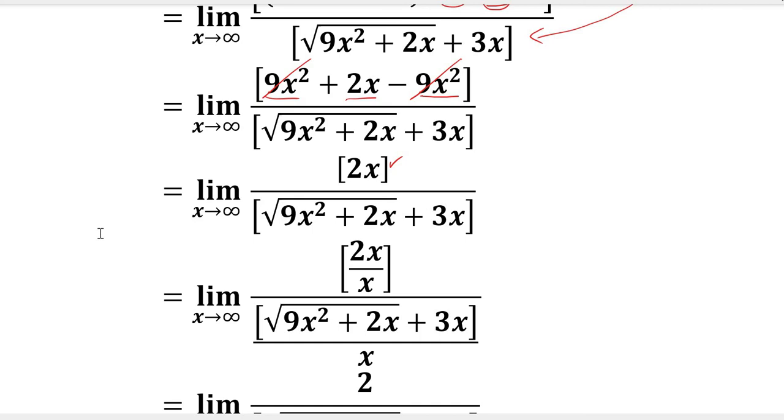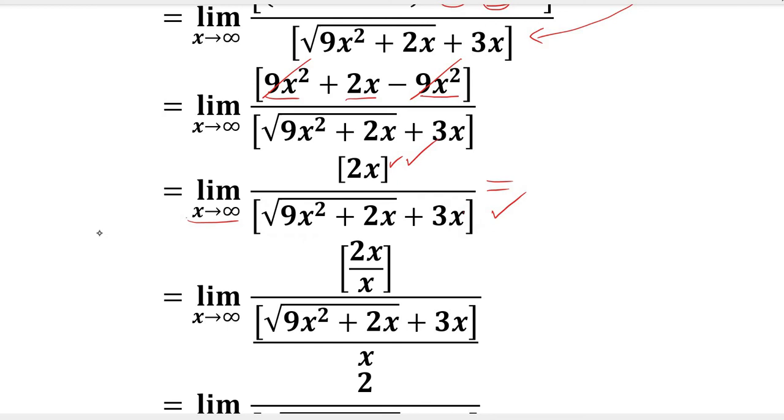So there is a rule that if you have a fraction and x approaches a limit, this limit is the same as if you divide by the highest power of the denominator. So what is the highest power of the denominator? In the denominator, the highest power of x is x, because here is a square root, so it cancels out the square. So the highest power in the denominator is x. So we divide numerator and denominator by x.